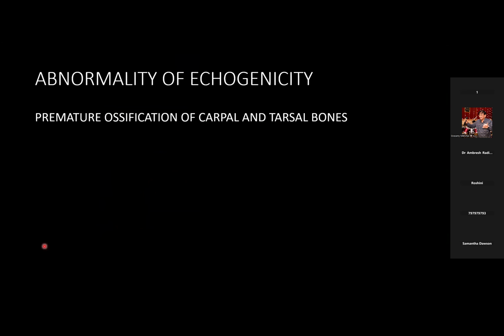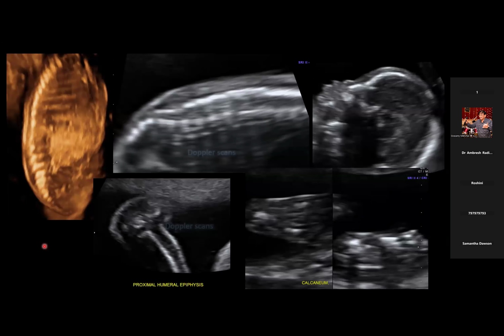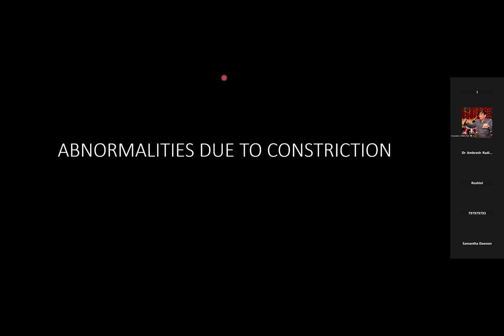So moving on to the abnormality of echogenicity, we have to look for the premature ossification of carpal and tarsal bones or epiphyseal stippling. So in this case of 18 weeks of gestation, here we could see abnormal premature ossification of the coccyx, and there is proximal epiphyseal stippling here. The calcaneum should be ossified by 20 weeks, but here it is ossified between 18 to 19 weeks, and there was also binder syndrome. So this points towards the diagnosis of chondrodysplasia punctata.